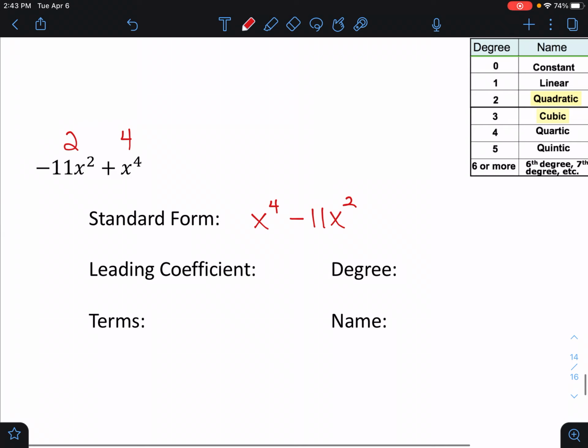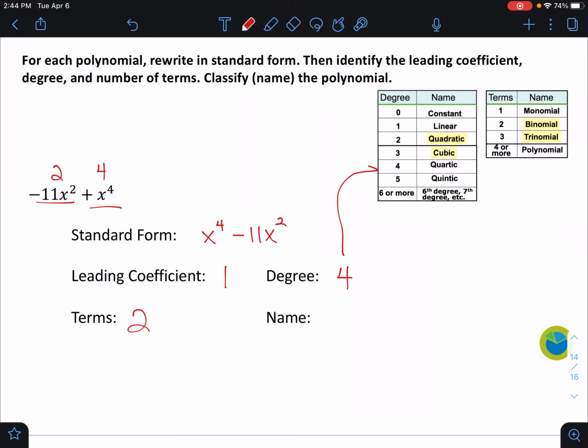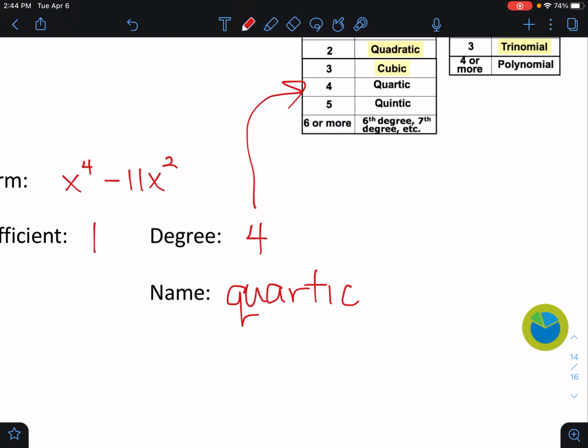Okay, what's my leading coefficient? Notice there's nothing in front. Again, that means it's a 1. Okay, what's the degree? That's the biggest of the two terms we have, which is 4. It's the highest degree term. How many terms? Well, we got 2. And now we're going to name it. So degree here, using this chart, it's quartic. And then terms, I want to go right here. It says it's a binomial, okay? So this is a quartic binomial.